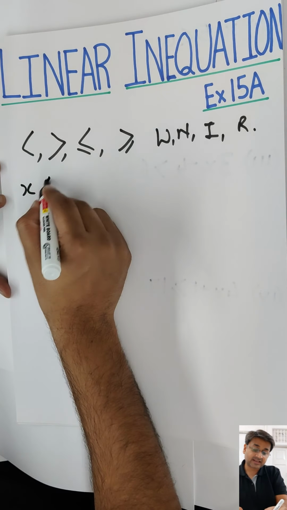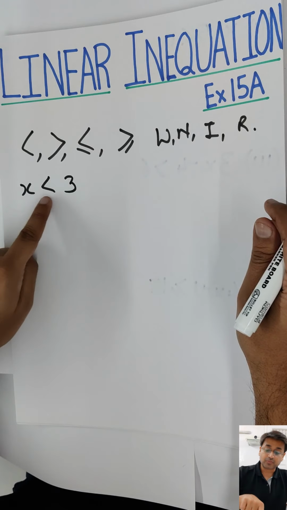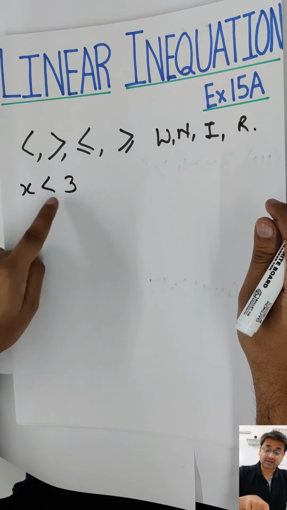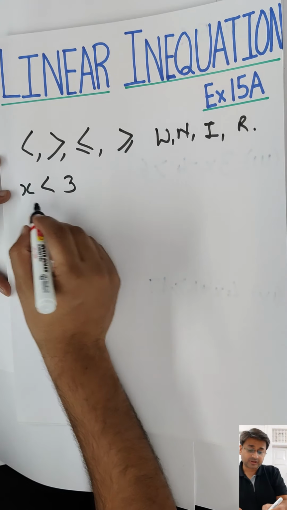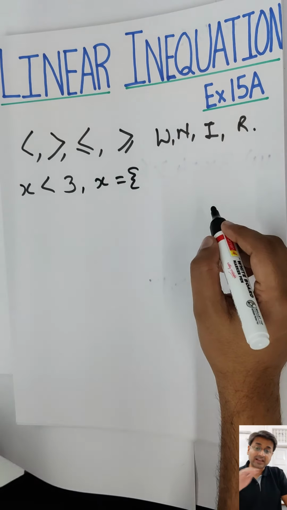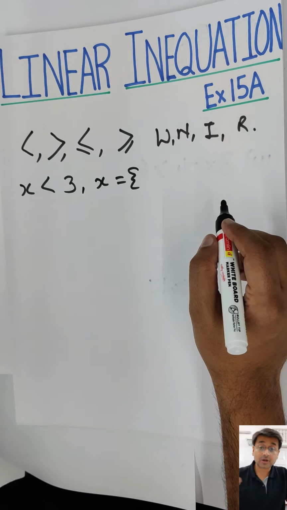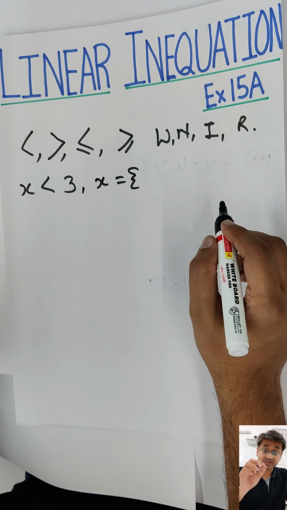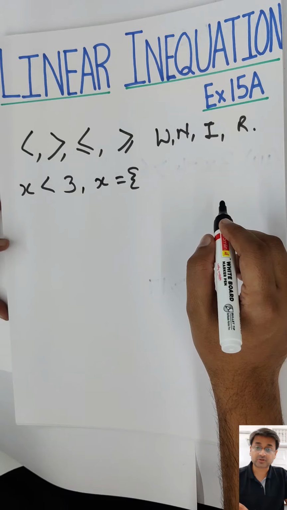So if I say X, this sign, and 3, how do you read this? X is smaller than 3, or you can say 3 is bigger than X. If I write it this way, X is smaller than 3, then X is actually any value less than 3. Can you predict any value? 2, 1, 0. How about 2.99? Yes, that also is possible.